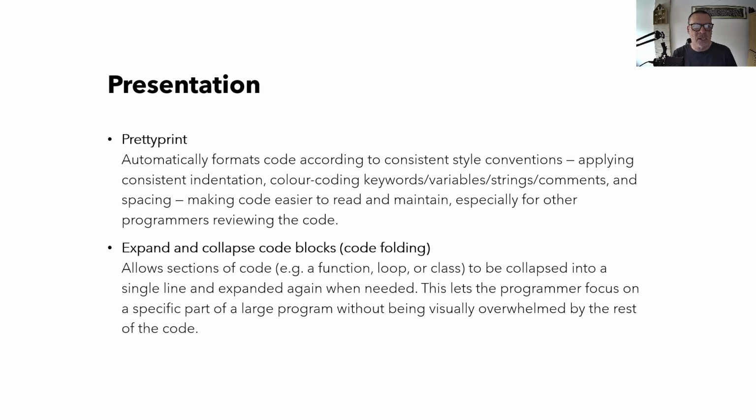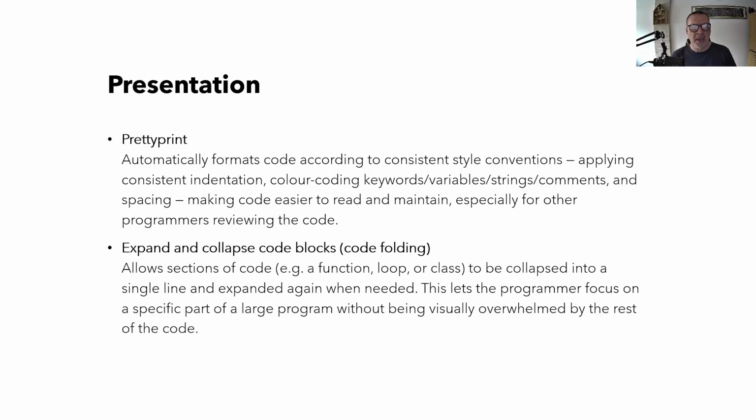In terms of presentation, to make it look better or easy to understand, Pretty Print automatically formats code according to a style convention or set of style conventions. For example, consistent indentation, color coding the keywords, and spacing, use of white space, and so on. So this makes code easier to read, which can help you debug, because if you can understand a program more easily, you're more likely to be able to find the bugs in it.